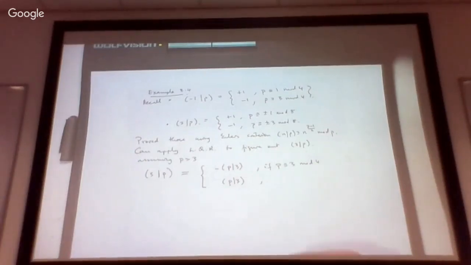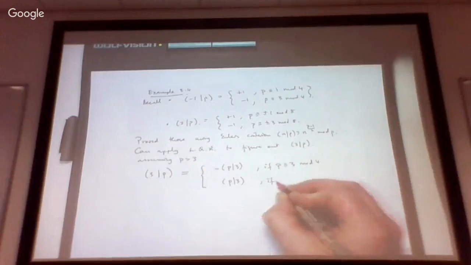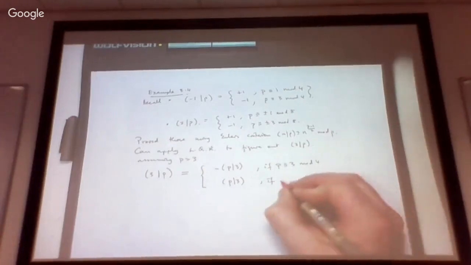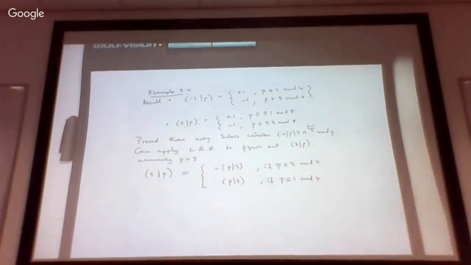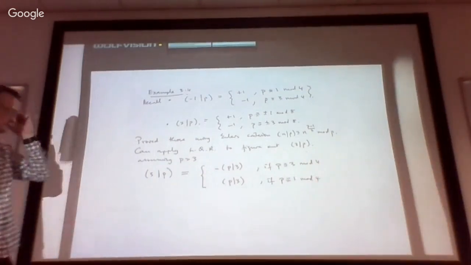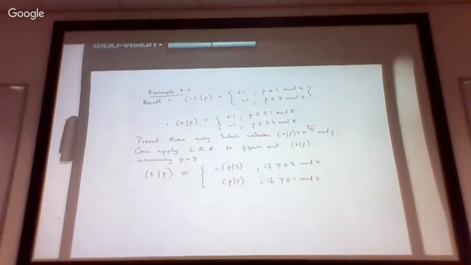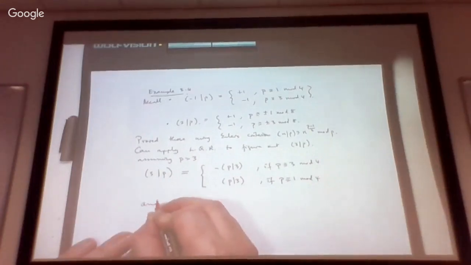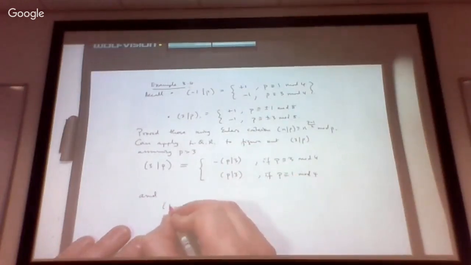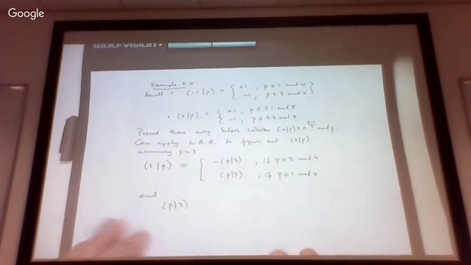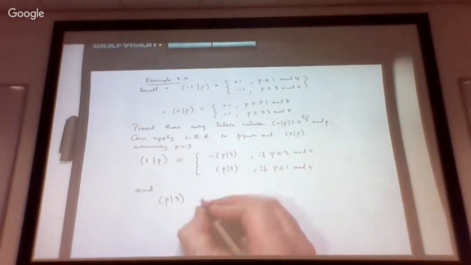What do I mean by not the case? If p is congruent to 1. Exactly, p congruent to 1. Every odd prime is congruent to 1 or 3 mod 4, so if it ain't 3, it's got to be 1. So it's either minus (p/3) or plus (p/3). But what is (p/3), the Legendre symbol? Who can tell me what that is?